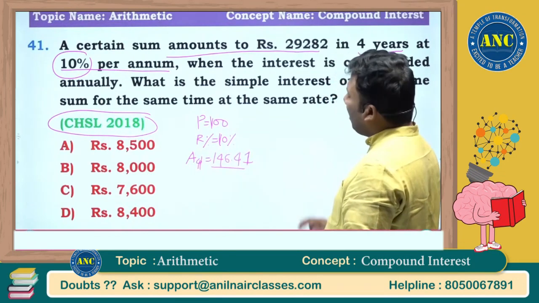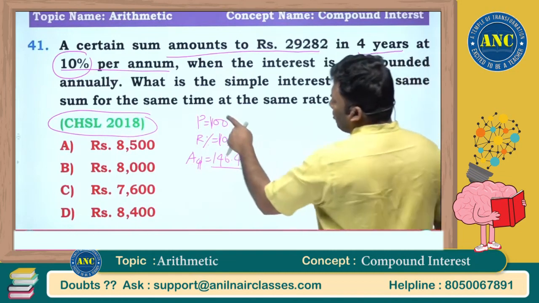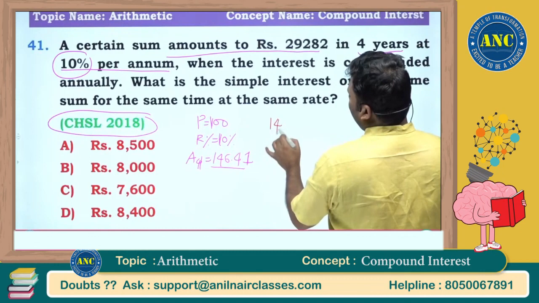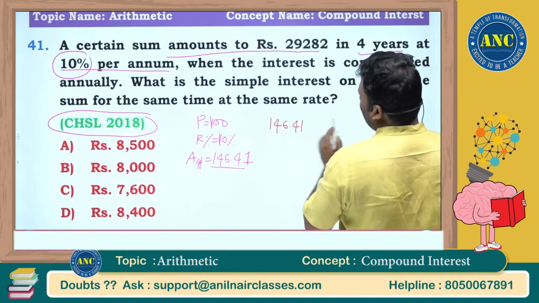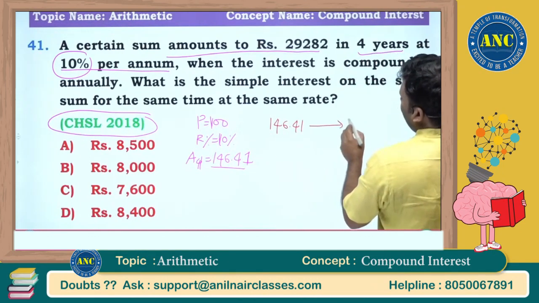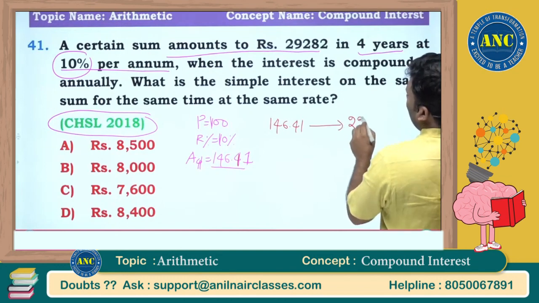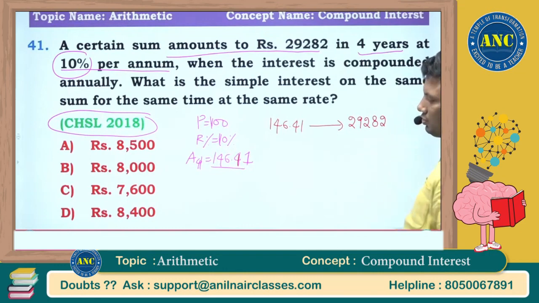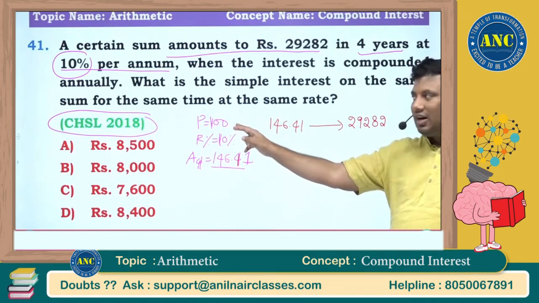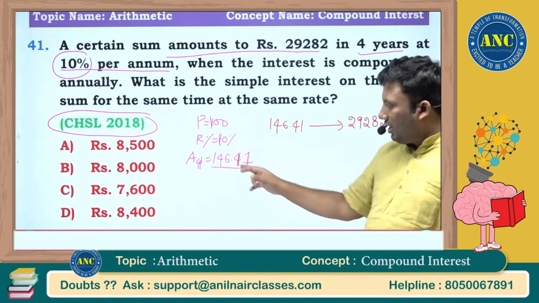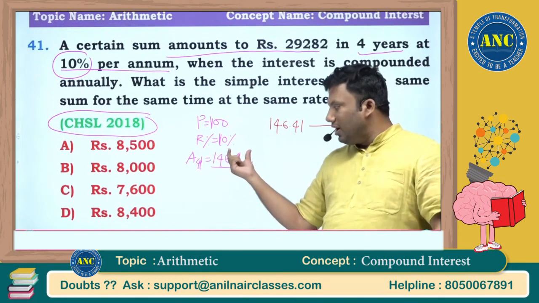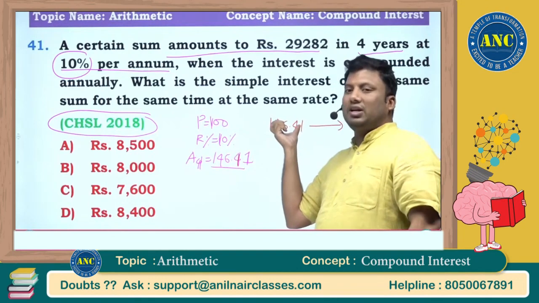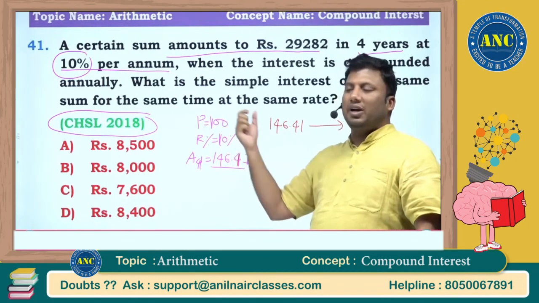He is asking, a certain sum amounts to something. So if it is 100, the amount after 4 years will be 146.41. This is given as 292.82. If the principal is 100 and R is 10%, the amount after 4 years will be 146.41.